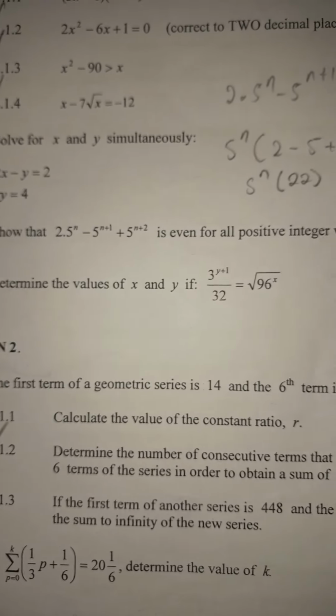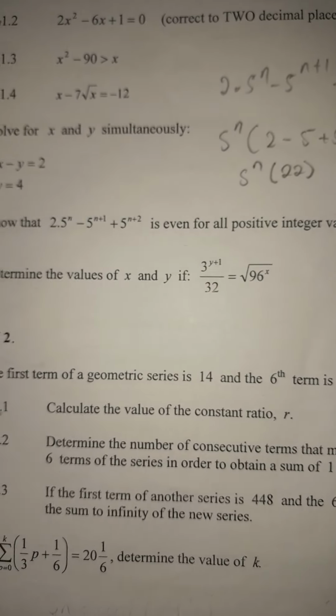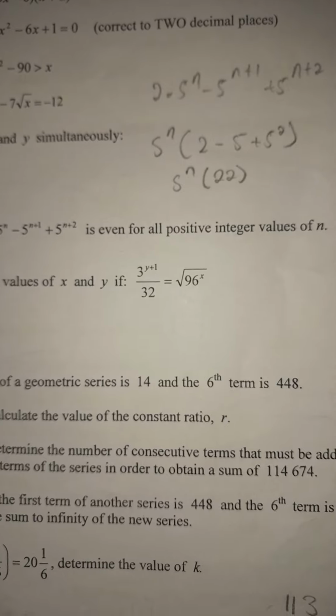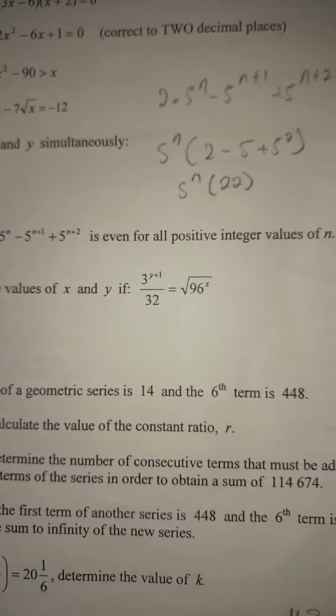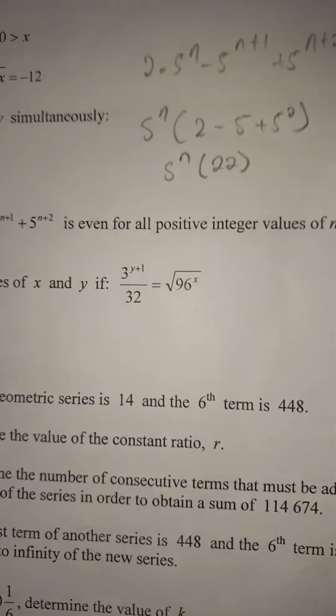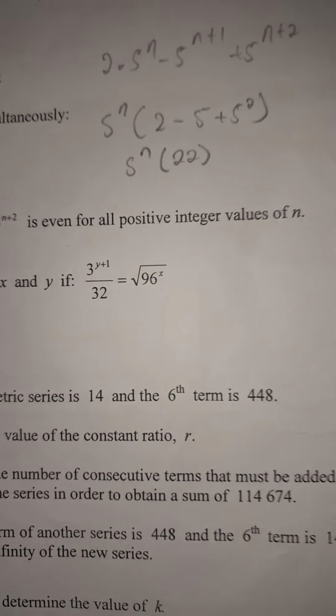Then let's work with 1.4. Determine the values of x and y. It's the same as a simultaneous equation. First thing, guys, we need to get rid of a fraction. So I'll show you a way how you can get rid of a fraction when given such an equation, right?